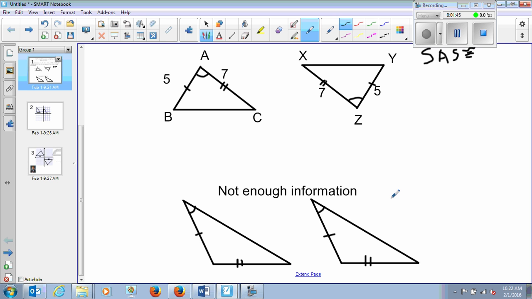Another thing to say is, it's kind of funny, but this angle side side does not work. Okay, so if it's angle side side, if it's not the side angle side, then we don't have enough information. It's not that they're not congruent, there's just not enough information.